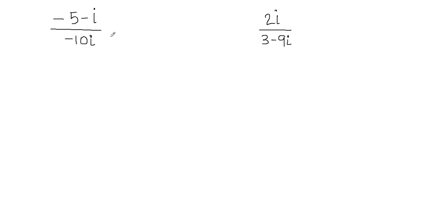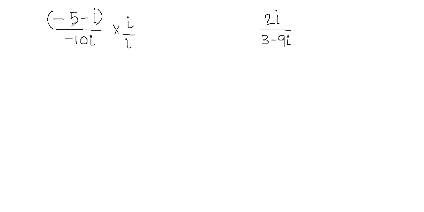To do that, I'm going to multiply my fraction. I'm going to multiply my top and bottom by i. And I'll let you know why I multiplied by i in a bit. So I'm multiplying my numerator and the denominator by i. Now I'll put a parenthesis around this because we need to distribute this i inside the parentheses. So let's use the distributive property to distribute i inside the parentheses.